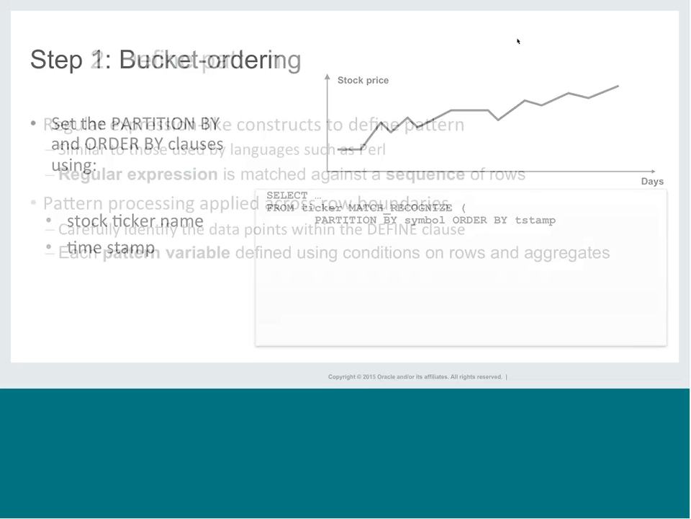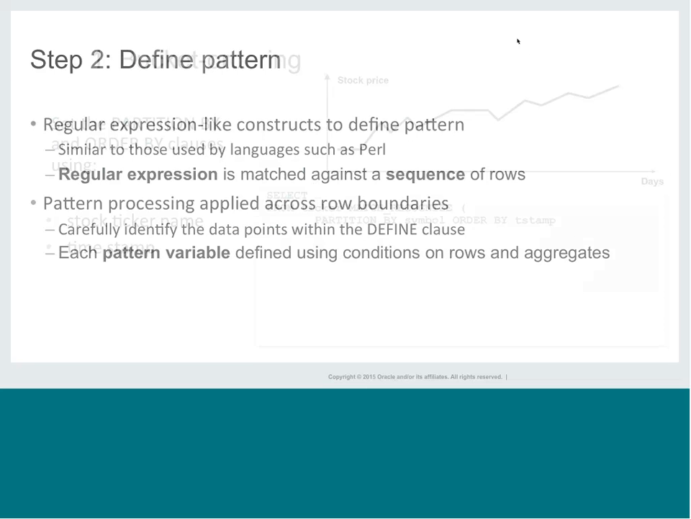The second part is, what is it that we're looking for? We need to describe to the match recognize clause what the pattern is, how to find it, what does it look like. And we use constructs similar to languages such as Perl, and it's a similar approach to using regular expressions like you're probably used to, but for matching within sequences of rows. The big difference here is that we're matching across row boundaries. So you can look backwards and forwards to see if the pattern you're interested in is visible within that sequence of rows.